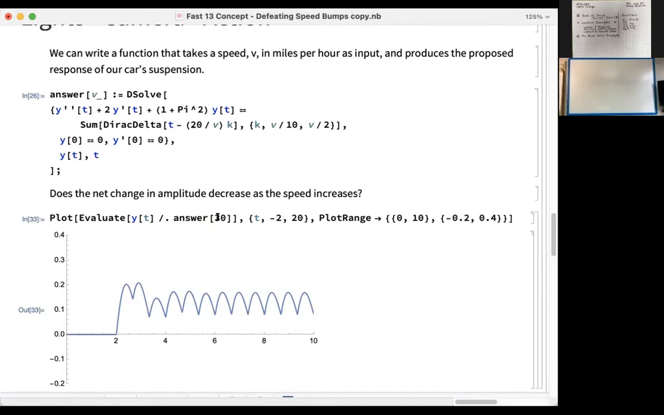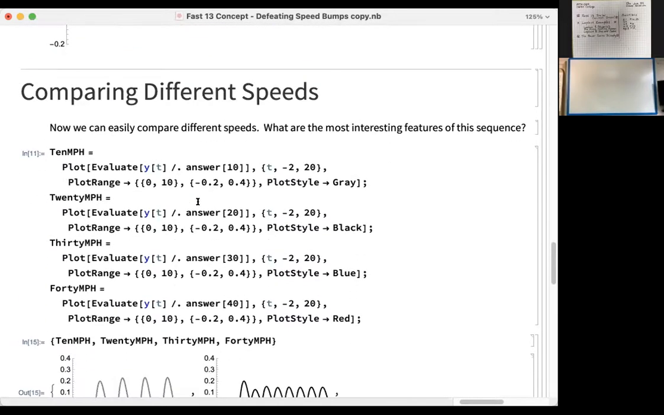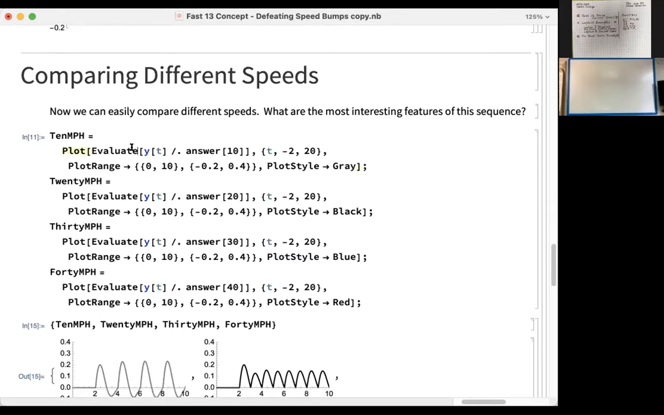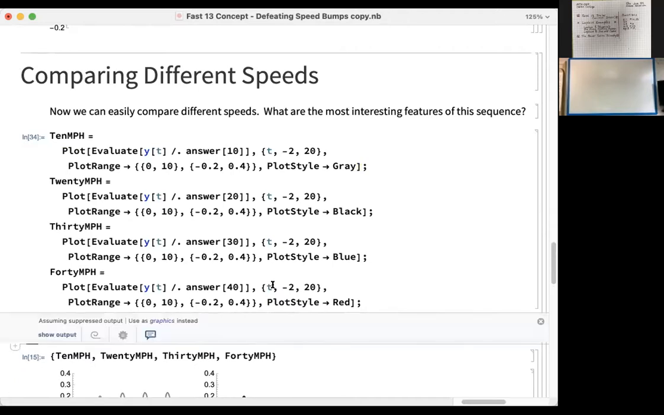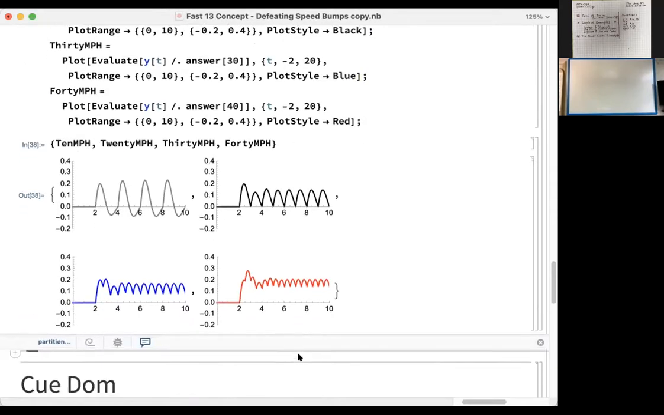Okay, I know what you're saying. Like, I'd like to compare all these pictures together. Let's compare all these pictures together. So you could actually just set up four plots: 10 miles per hour, 20 miles per hour, 30 miles per hour, 40 miles per hour, and then graph them together. Now we're going to get interesting. 10 miles per hour upper left, 20, 30, 40 in red. As I increase the speed, I get these more rapid bumps, but the more rapid bumps are smaller in amplitude. But side effect, I don't know if I like this, I am further displaced from the ground level.